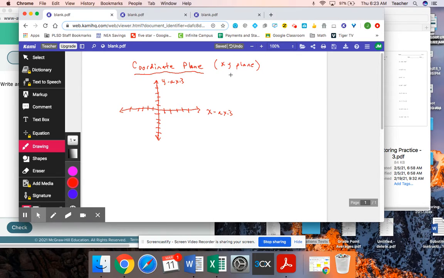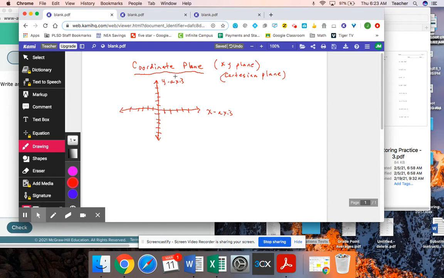There's a guy named Rene Descartes who did a lot of work on this, and so they named this thing also the Cartesian plane. I'm just mentioning all those names because you might see them in passing, but they all really mean the same thing: the coordinate plane, the XY plane, the Cartesian plane. I talked about why it's an XY plane because of the axes, the Cartesian plane because of the guy.